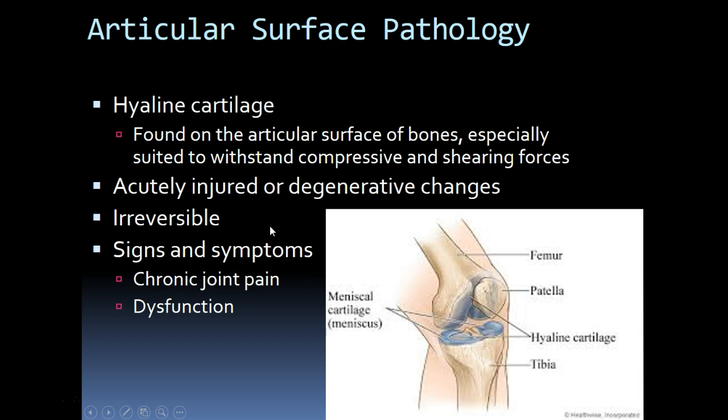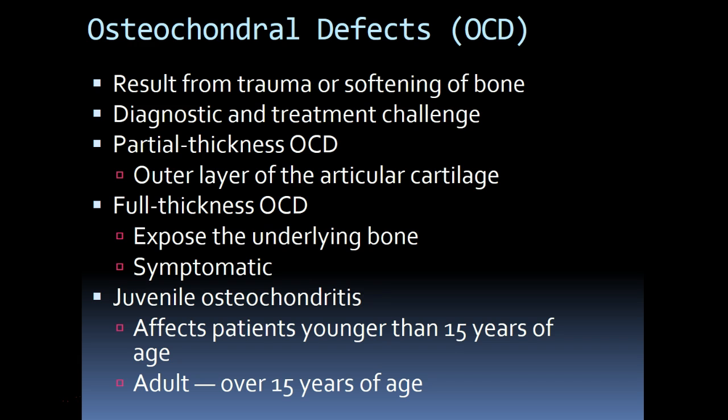So what really are the signs and symptoms with a hyaline cartilage injury? What we see is that there's chronic diffuse joint pain, and the patient is very dysfunctional. In other words, if it's in the knee or in the ankle, which are really weight-bearing joint structures, they really can't bear much weight, because that hyaline cartilage that was really good at withstanding those compressive forces is now truly compromised. So what are some pathologies that can occur?